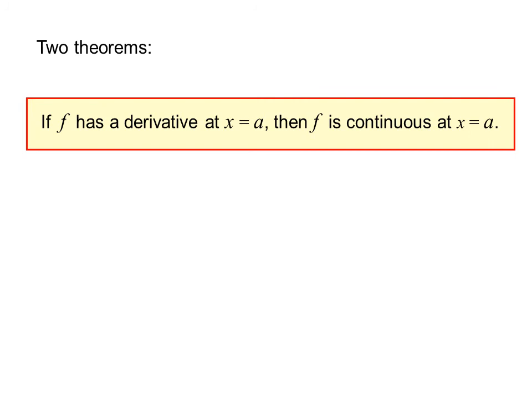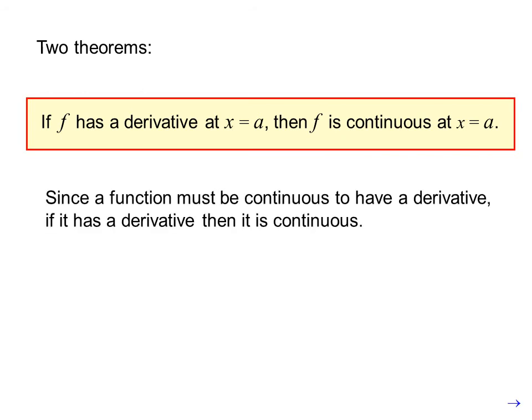Two theorems. If f has a derivative at x equals a, then f is continuous at x equals a. Since a function must be continuous to have a derivative, if it has a derivative, then it is continuous.